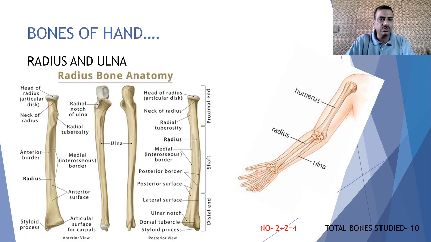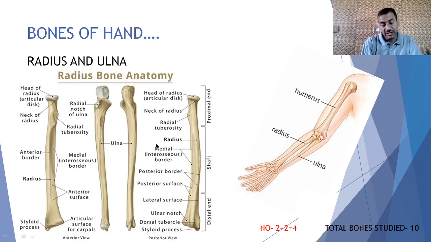Now we come to radius and ulna. Dear students, the radius and ulna are parallel to each other, so we study them at one time. In our hand you can see the location: they are situated in the forearm. So two parallel bones are there, one radius and one ulna.